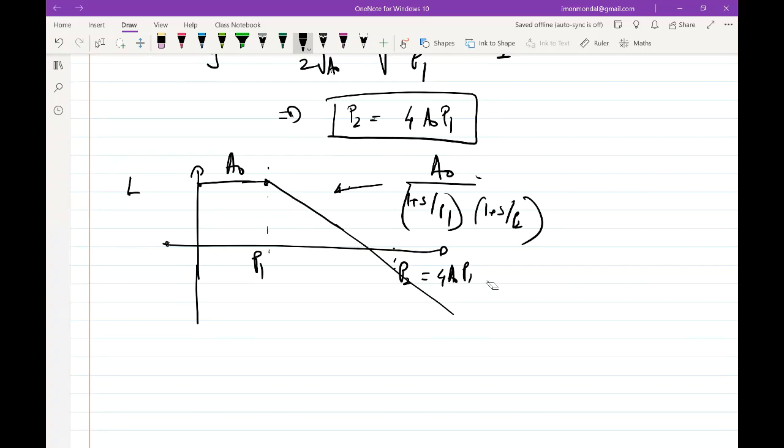Okay, fine. So now tell me, the question that I'm asking is whether this omega U loop is before P2 or after P2. Do your calculations and tell me.